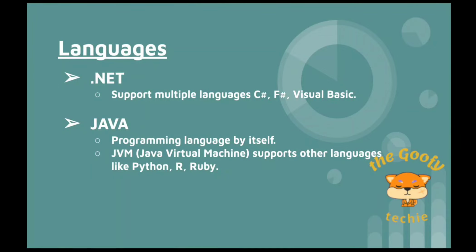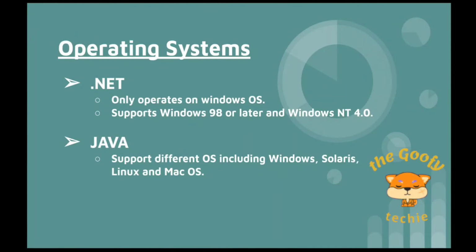So our third base is operating system. .NET operates only on the Windows operating system, Windows 98 or later. Java can run on a variety of operating systems including Microsoft Windows, Solaris, Linux, and Mac OS.